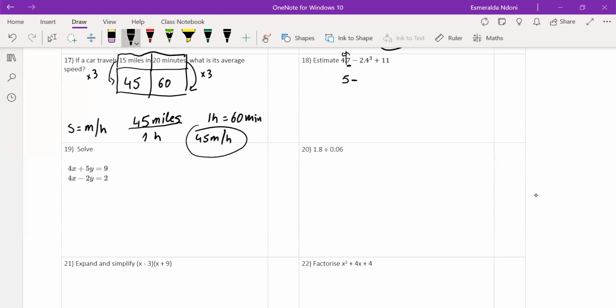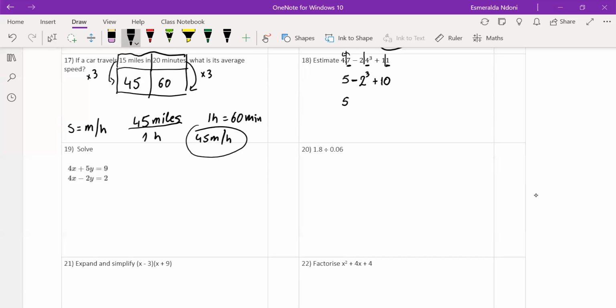Then we have a minus. We have 2.4. 2 is the first significant number, and the 4 is the decider. 4 is not strong enough, so we'll not change the 2. We still have it cubed. Plus 11, draw the line. 1 is too weak, we will not change the first one.